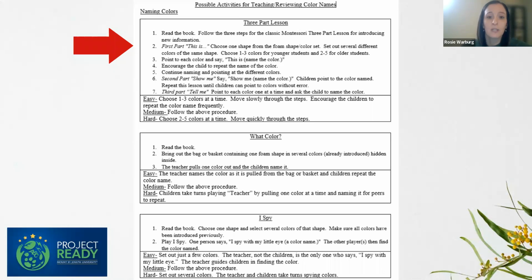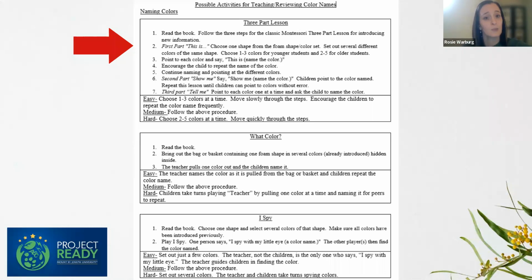So that's where we're really asking students to use their voice, to use their vocabulary to tell us the name of the color or the shape or whatever concept it is that we've gone over. And we want to be careful here not to move to the third part of that lesson until we're really certain that students are comfortable and confident with that information. So with the 3-part lesson, you might just stop at that second part, show me, if you can tell that your students aren't quite ready to tell you the information that you've given them in the lesson.